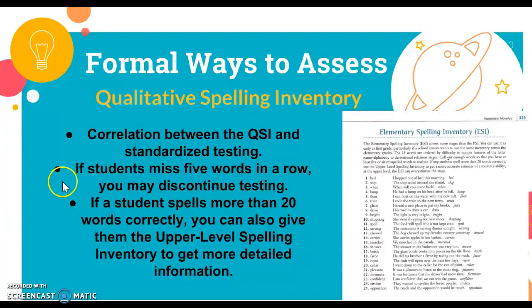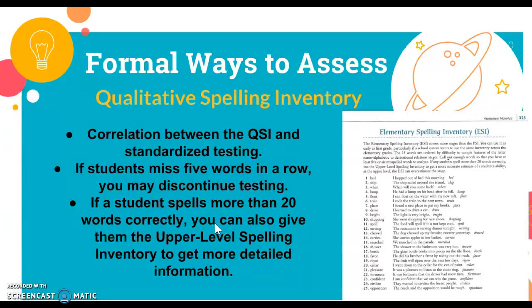As you're administering the assessment, if students miss 5 words in a row, you may discontinue testing because you have enough information in order to figure out their spelling stage. So it's not necessary for them to finish the test and to get them frustrated because there's multiple words that they don't know how to spell. Just use your professional judgment to make that decision.